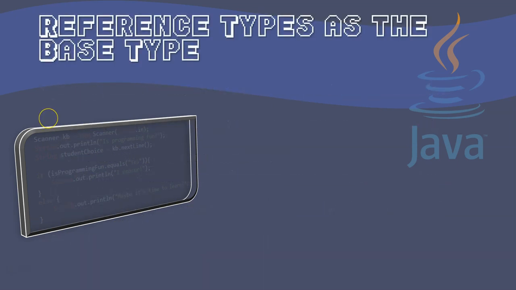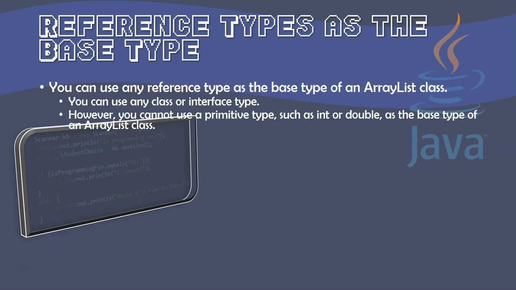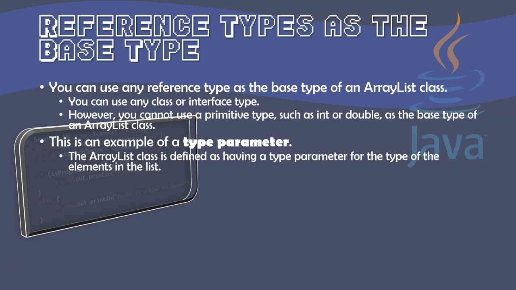Now, reference types as the base type do play a very important factor in how we construct these, because you can use any reference type as the base type of an ArrayList class. We can use any class or any interface type, which is a nice little feature. However, just as we've already talked about, you can't use primitive types such as int or double as the base type of the ArrayList class. It's not going to be very happy with you.